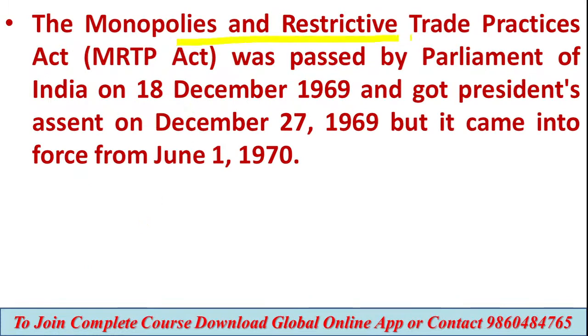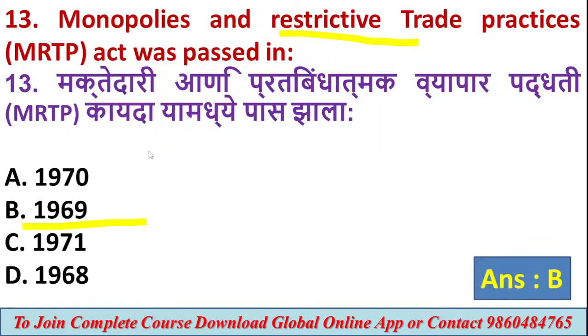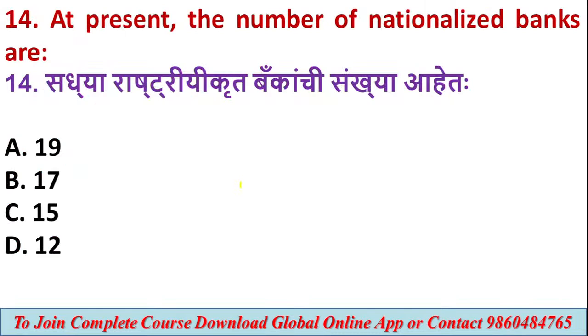Monopolies and Restrictive Trade Practices, MRTP Act, was passed by the Parliament on 18 December 1969, please remember. And it got presidential assent on December 27, 1969, but came into force in the year of 1970. Yes, this you must remember here. MRTP Act was passed in the Parliament in 1969, but came into force in 1970. So the right answer is option B, 1969.